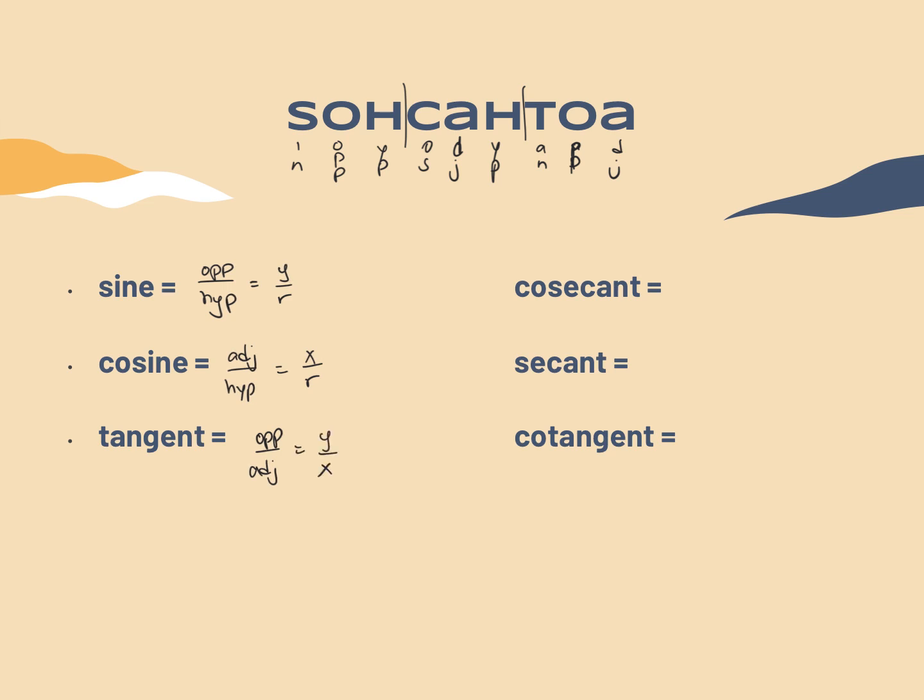And now we're going to do the same thing, the opposite, adjacent, and hypotenuse, but with our reciprocal values. And so we know that the cosecant is the reciprocal of the sine. So it would be hypotenuse over opposite, or r over y. We know our secant is the reciprocal of our cosine, so it's hypotenuse over adjacent, or r over x. And we know that our cotangent is the reciprocal of our tangent, so it's adjacent over opposite, and it equals x over y. So we're going to do a lot of work for the next few chapters using these ratios.